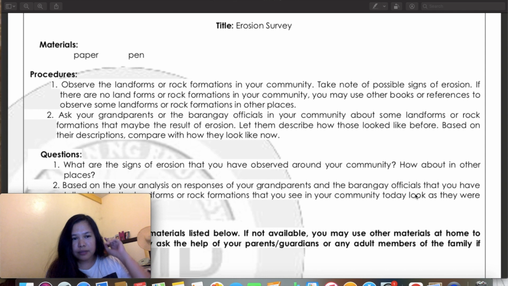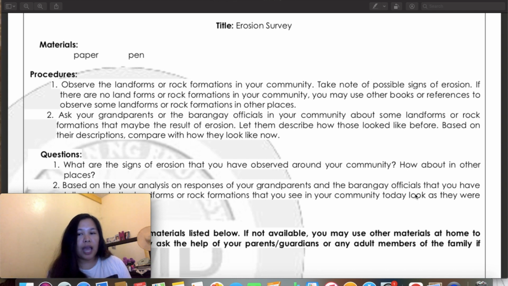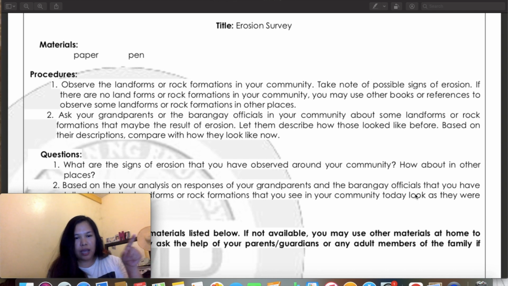And procedure number 2, ask your grandparents or the barangay official in your community about some landforms or rock formation that may be a result of erosion. So, let them describe how those looked like before, or based on their description, compare with how they look like now. I think meron ito sa PB1. Meron yang ganyan. Magtanong-tanong lang kayo sa mga matatanda at sa mga barangay official. Kasi, kung wala, huwag nyo nang sagutan. And then, there are questions to be answered.